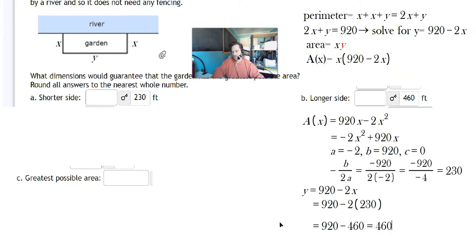Okay, so 460. That's the longer side, just like the 230 is the shorter side. So that's how we get these answers right here. We got 230 here, and then we also got 460 in this position by using this approach.